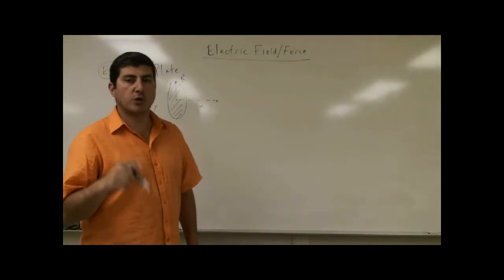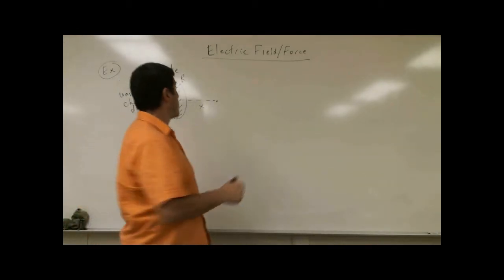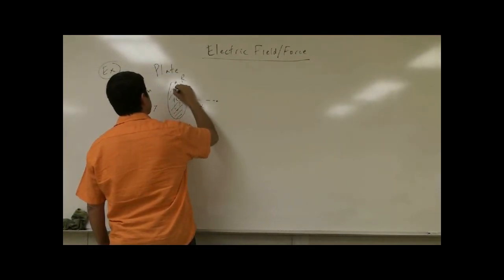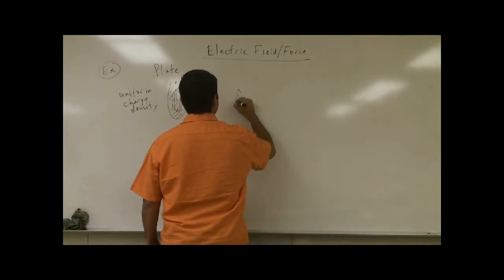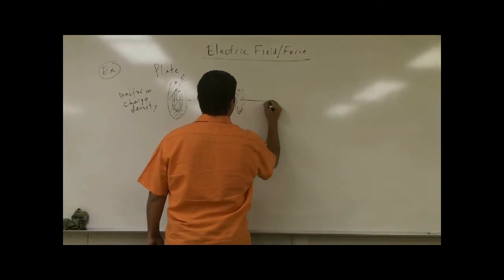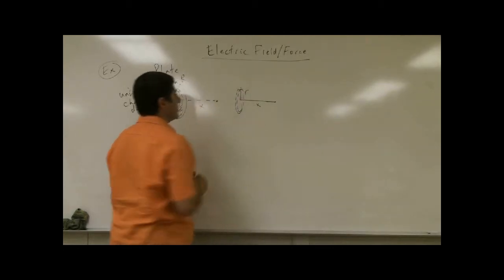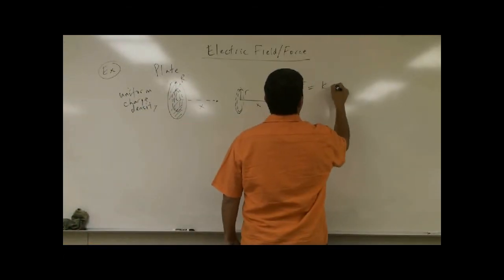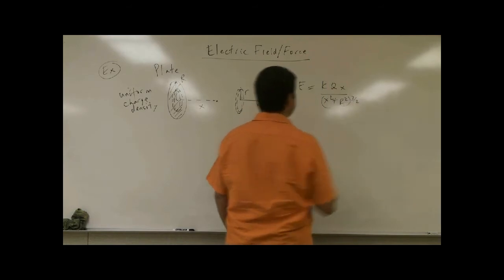What we are going to do is use the result that we obtained from the ring problem. The plate is made up of a bunch of rings, right? So take a little ring like this, and we say the electric field of a ring, a distance x away, with radius r. Remember, we found that the electric field was kqx over (x squared plus r squared) to the 3/2 power.